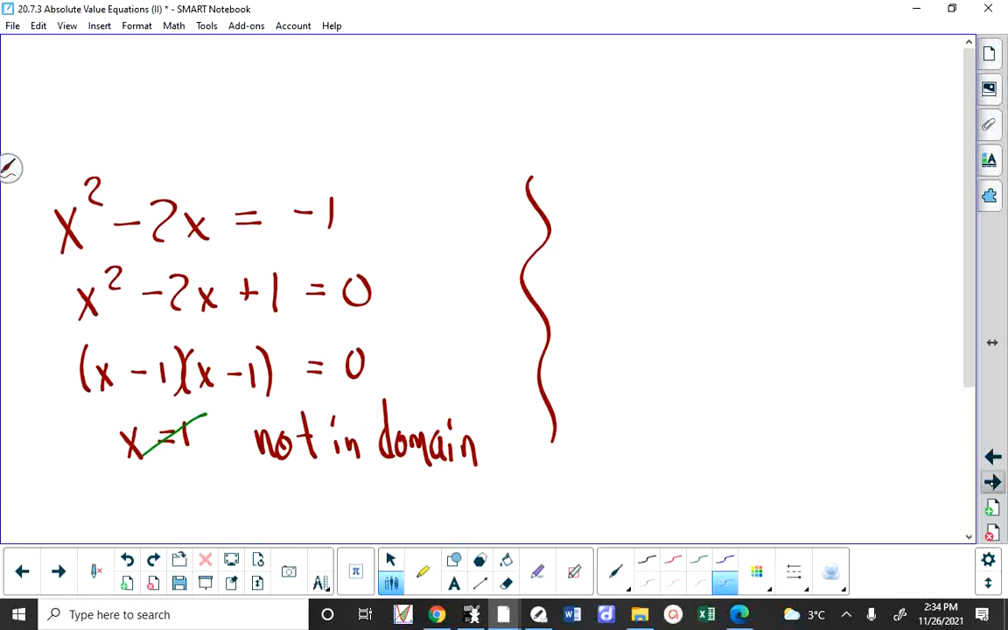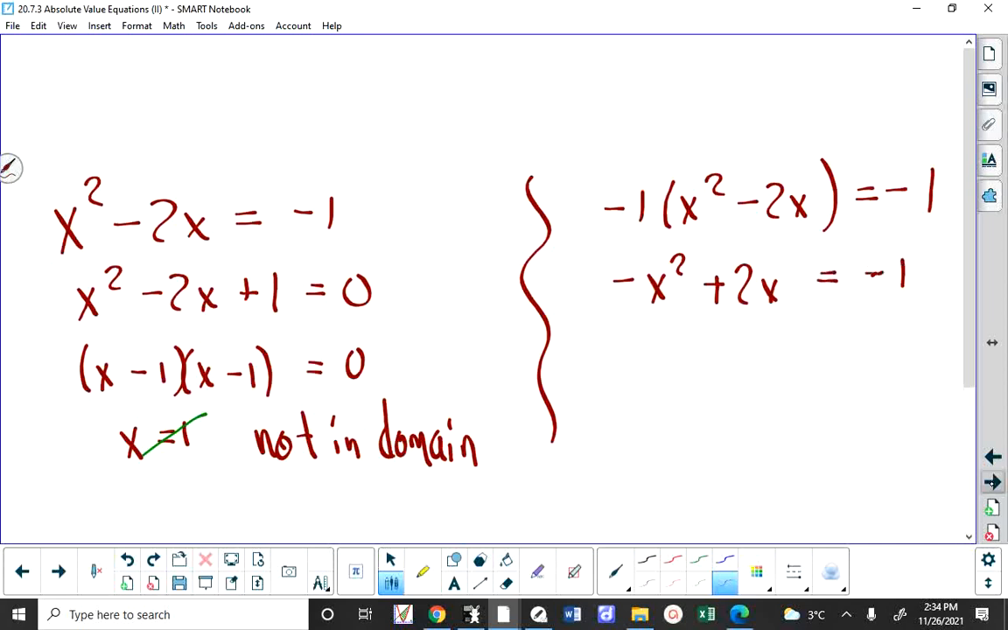On the other hand, if we had this equation for equation 2, don't forget it's equal to -1. I've changed that. We'll get negative x squared plus 2x equals -1. It looks like we're going to have to use the quadratic formula anyway. That's okay. We're well versed with the quadratic formula. I'm going to zero this equation and get 0 equals x squared minus 2x minus 1.